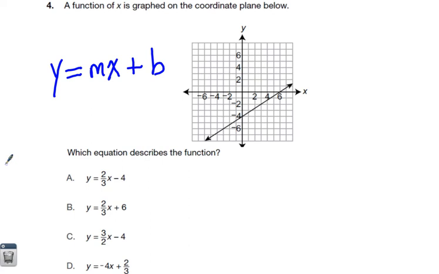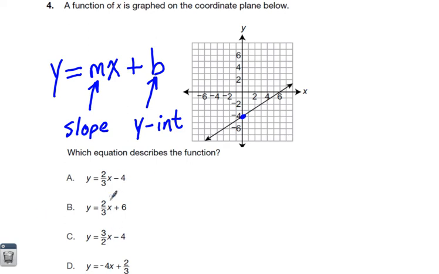So again, just to kind of make sure that I'm being very thorough with that review, you got to know that the m value means slope, and that the b value means the y-intercept, and the y-intercept is where your line is going to intercept your y-axis. And you can clearly see, look, that where this line is intercepting the y-axis is at -4.